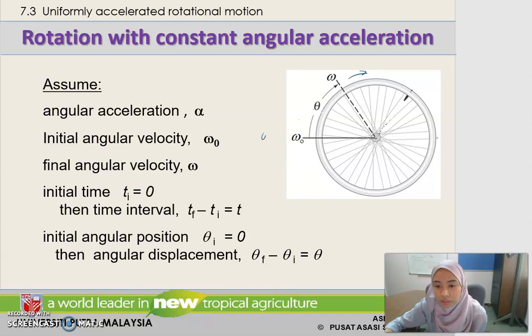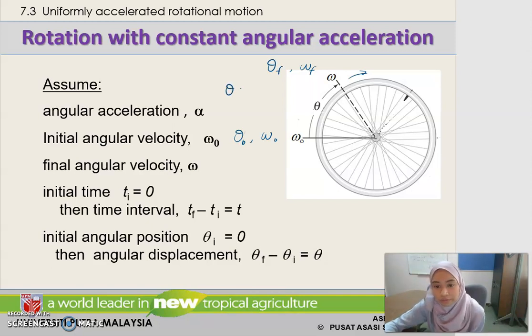So this is your initial angular velocity and this is your final angular velocity. So it moves at an angular velocity and maybe it slows down or maybe it moves faster. Maybe the angular velocity is the same as the initial velocity. We don't know. Alright, so this is also your initial angle or theta naught, theta final.